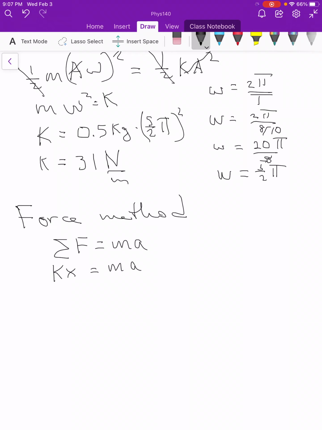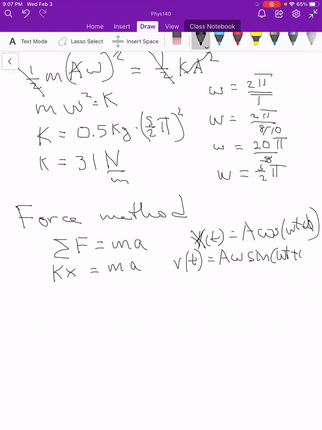Okay, so now I'm looking for k, and I have x and I have a, but I know that x is equal to x of t, which is equal to a times cosine omega t plus phi. So I know then v of t, I take the derivative, and I get a omega, just like we did earlier, a omega times sine of omega t plus phi.